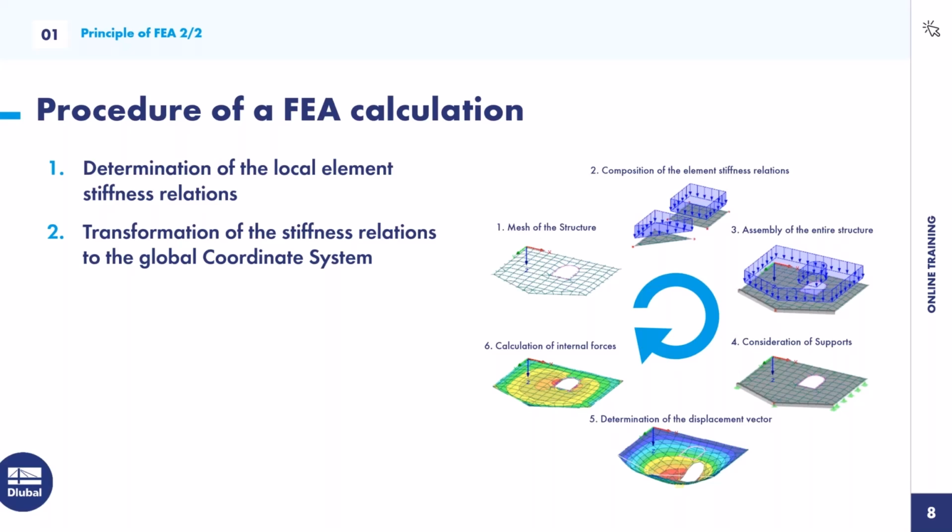To continue and find the final result, we have to transform these local stiffness matrices. That means we have to transform them into the global coordinate system, and then we can put them all together. So we put several matrices together and create a complete stiffness matrix for our system. This is right here, the third step in our calculation.